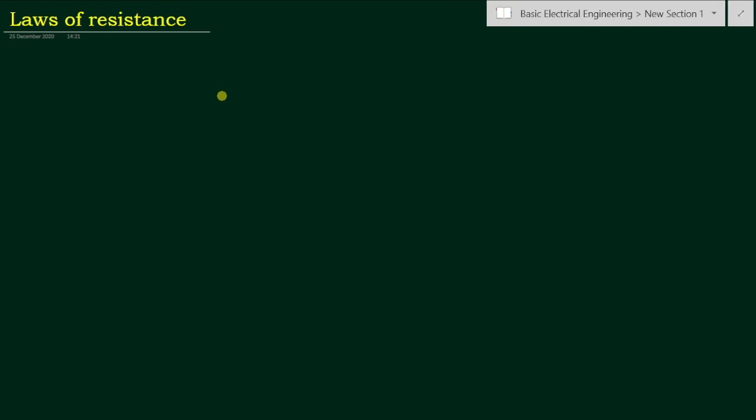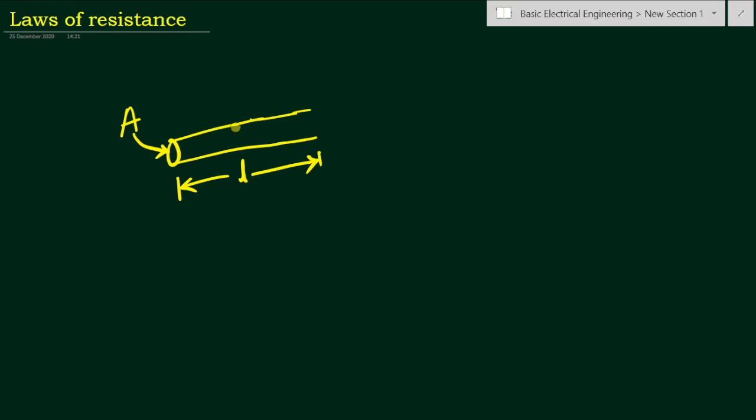So first of all, let us take some examples, then we will see the laws that are followed by the resistance of a material. Suppose this is a circular conductor, and it has some cross-sectional area equal to capital A. Suppose the length of this conductor is small l. Then we have to see what will be the resistance of this conductor.